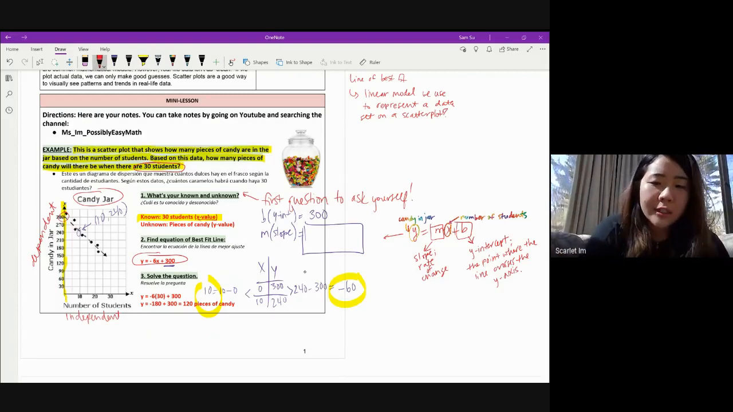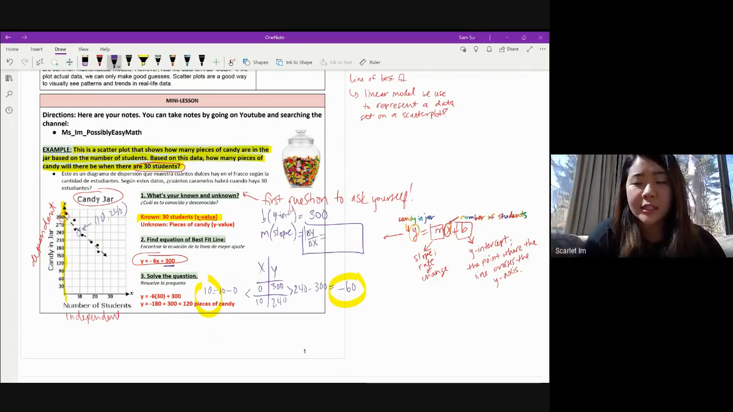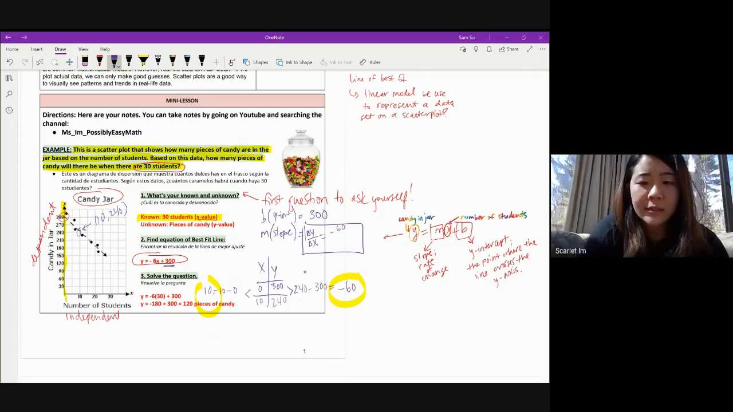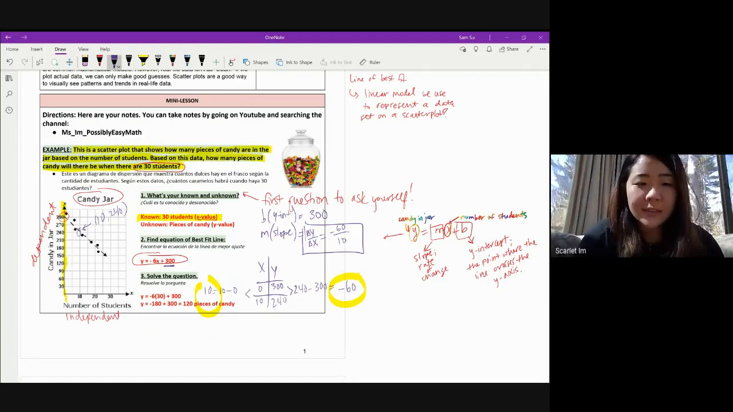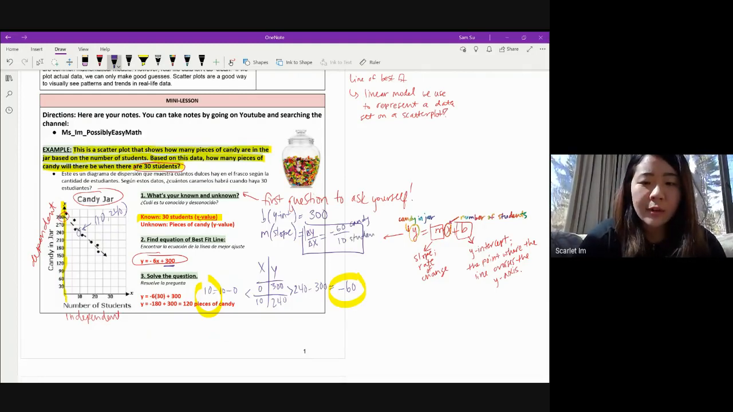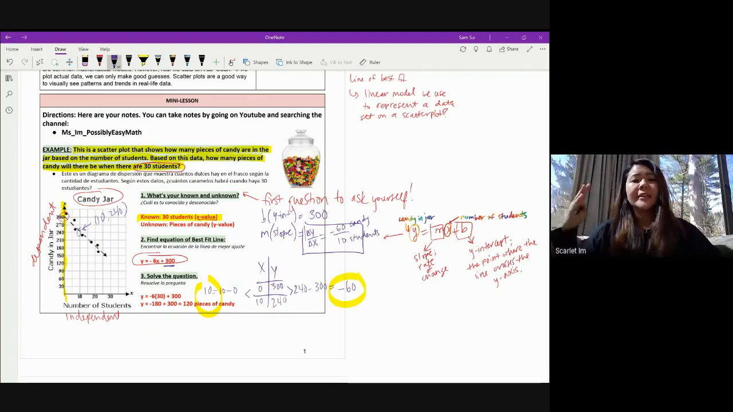So we know that our change in y is over change in x. The triangle is just a change symbol. It's going to be negative 60 over 10. So what does that mean? It's saying that we lose 60 pieces of candy for every 10 students. This is what our rate, or slope, is telling us. It's saying that there is a general pattern where every 60 candy pieces that get eaten is usually done by 10 students.